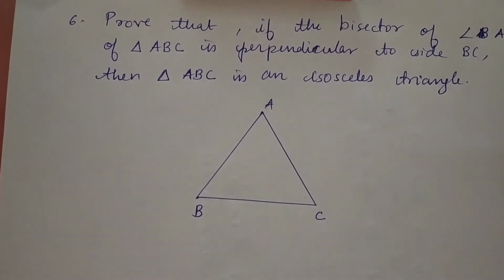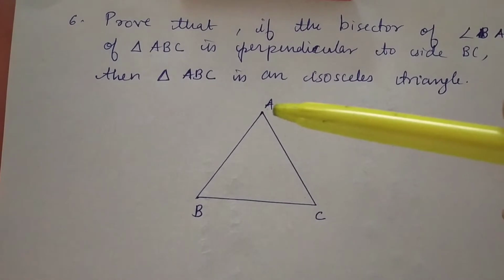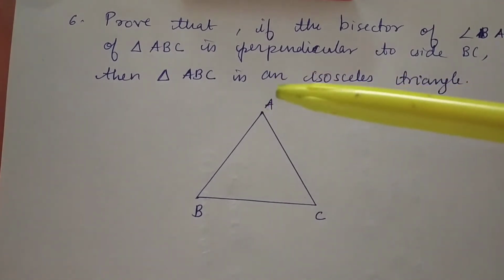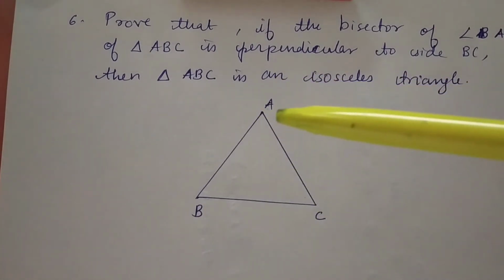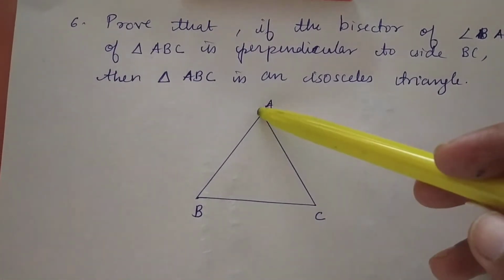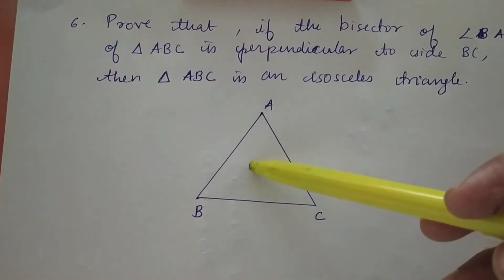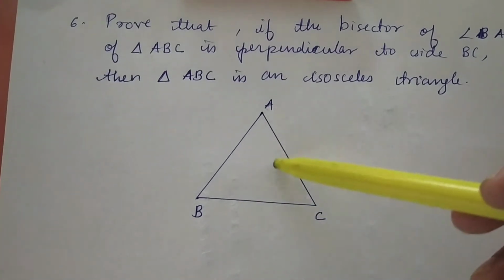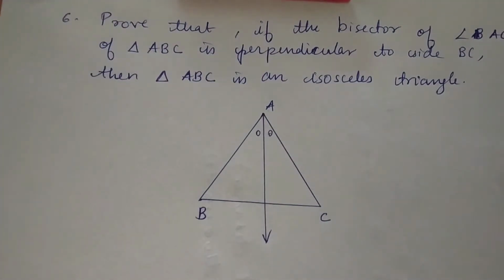So we have to draw an angle bisector of BAC. If I want to draw an angle bisector of BAC, I'll draw one ray from A such that it will divide this angle into two equal parts. So let me draw an angle bisector. So I have drawn the angle bisector.